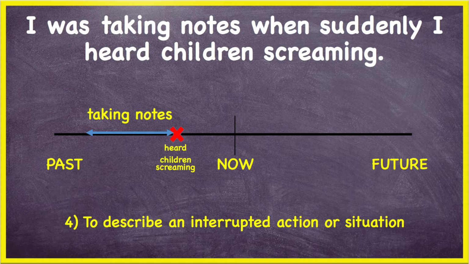The next use is to describe an interrupted action or situation. And we usually use the word when for this, right? So the example sentence here is, I was taking notes when suddenly I heard children screaming. So we combine this with the past simple and the word when to show that the action or situation was interrupted by the action that we're using the past simple for, right? And this could mean that the continuous action was immediately stopped, right? But not necessarily. For example, Tom may have continued taking notes even after he heard children screaming.